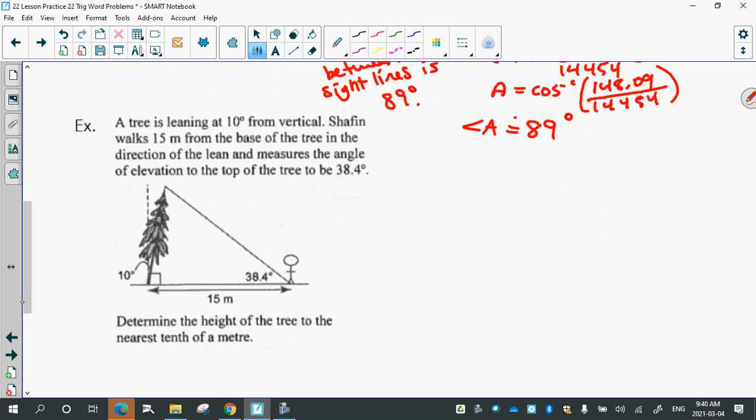Got it? Okay, good. The tree is leaning at 10 degrees from the vertical, so this is 10 degrees here. Shafin walks 15 meters from the base of the tree in the direction of the lean and measures the angle of elevation to the top of the tree to be 38.4 degrees. Determine the height of the tree to the nearest tenth of a meter. Ideas.